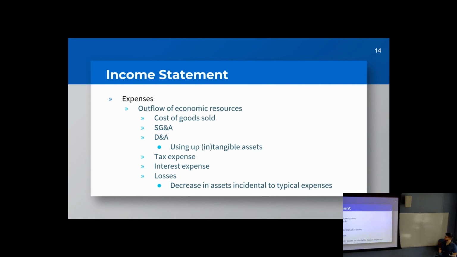Some companies report depreciation and amortization by itself. Other companies will lump it in with the previous expenses. All right, so if you don't see depreciation and amortization on the income statement, you will find it on the cash flow statement. But it's not uncommon for companies to explicitly show depreciation and amortization on the income statement.